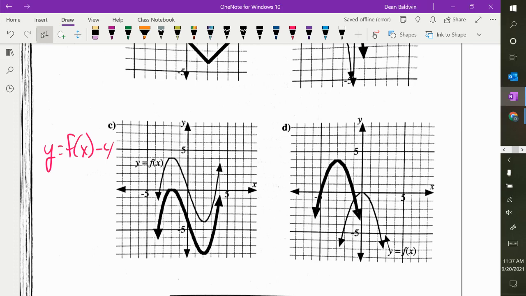So how do I go from here to here? 3 right, 4 down. 3 right? 3 left, right? Correct, I mean? So h is negative 3, k is 4 up, or plus 4. So it would be y is equal to f of x plus 3 plus 4. Is that okay?